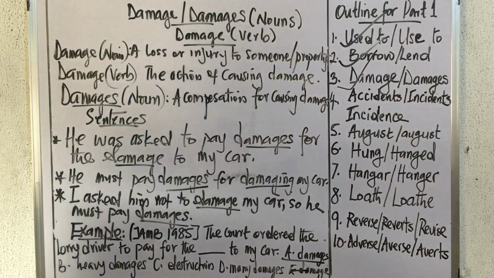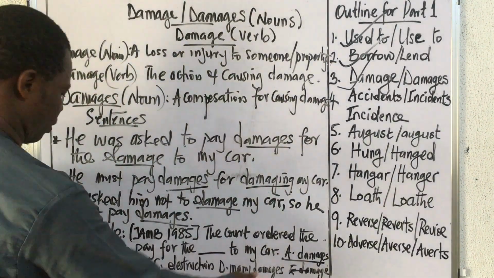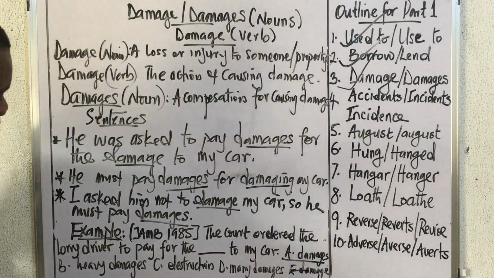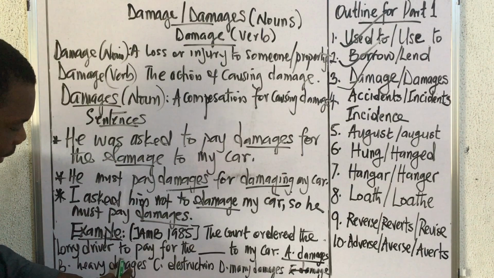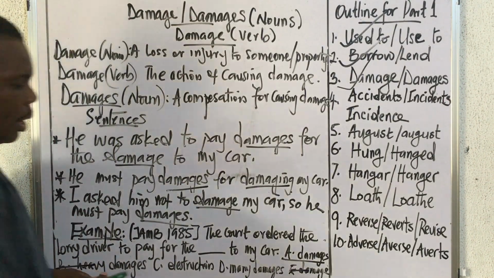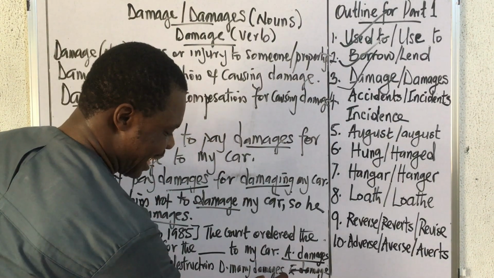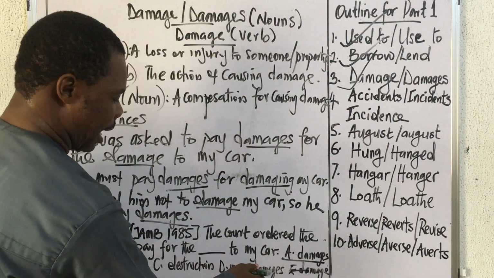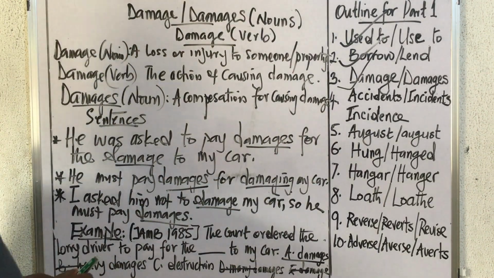A. But if you just want to play around with other options, you have heavy damages. We already said that damages is money. So is there anything like heavy money? So you see that this option can just go. Many damages. Once there's S attached to this damage, then automatically it now means money. So many damages will go as well.